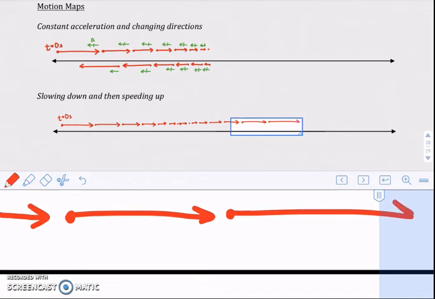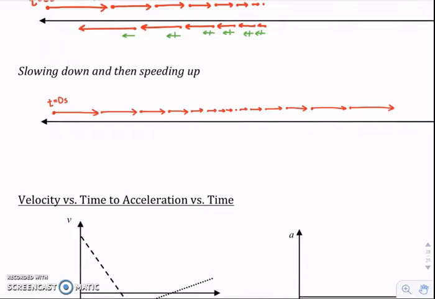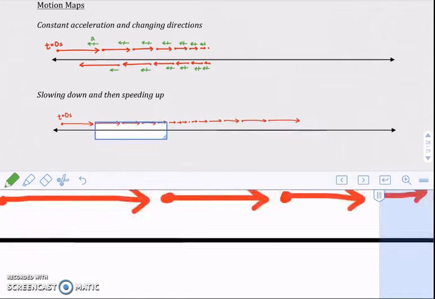Notice it's going the same direction the entire time. The velocity's always to the right. So now let's go through and draw the acceleration vectors.